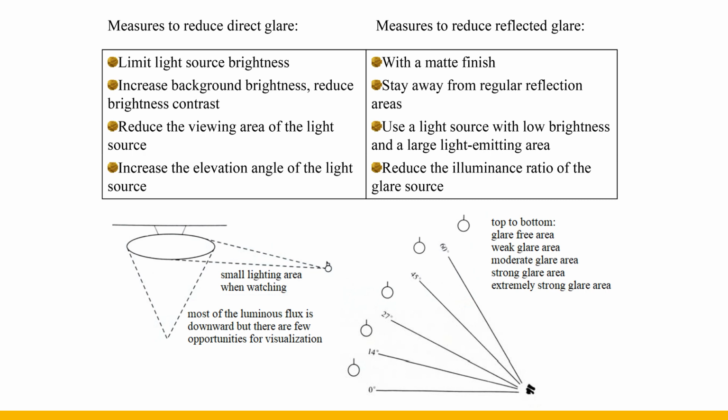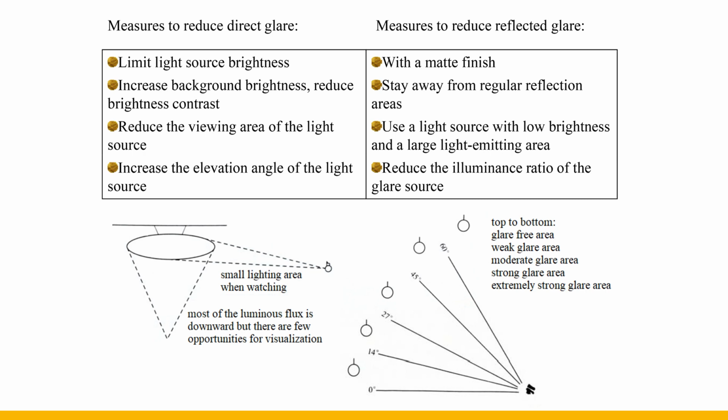For example, if the lamp is made into the shape of the left picture, the solid angle formed by the glare source to the eyes is reduced. 4. Increase the elevation angle of the glare source as much as possible. As can be seen from the figure on the right, the glare is serious when the elevation angle is less than 27 degrees, and the glare is reduced when the elevation angle is greater than 45 degrees.